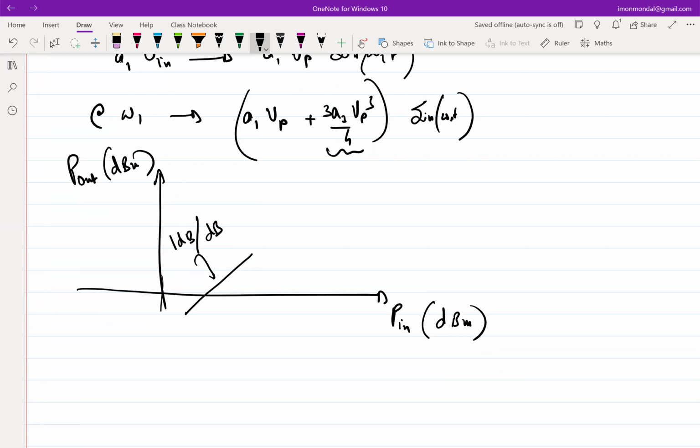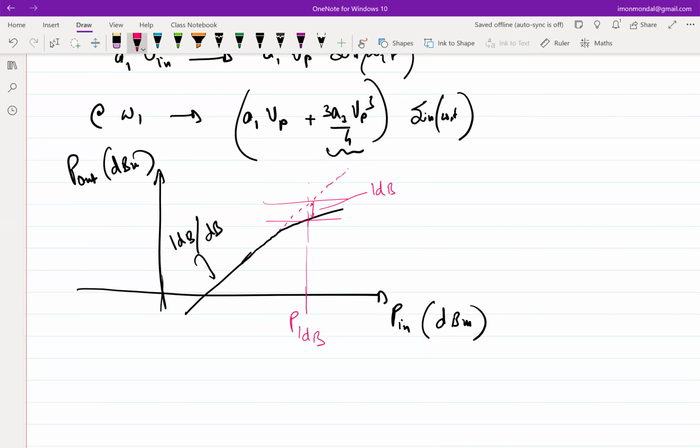So if A3 is of negative sign, if A3 is of the opposite sign of A1, then clearly the second term starts to make its presence felt, right? So then it will not increase by 1 dB per dB. It will start going down, it will start flattening out. So there is a metric to judge this. You extrapolate this 1 dB per dB line, and then see at what input power the difference becomes more than 1 dB with respect to ideal. So that input power is called P1 dB.